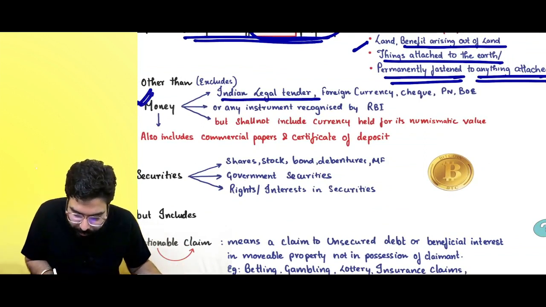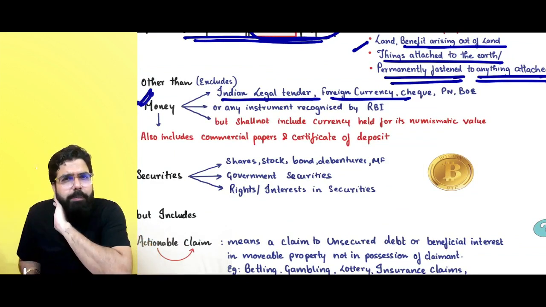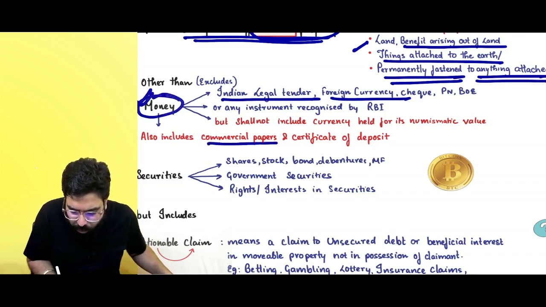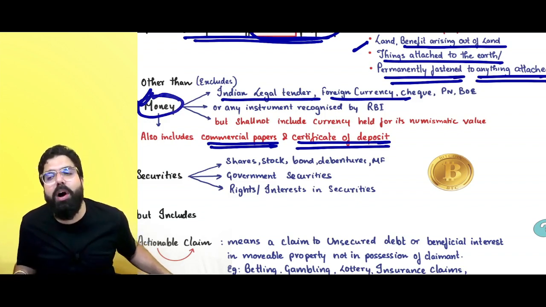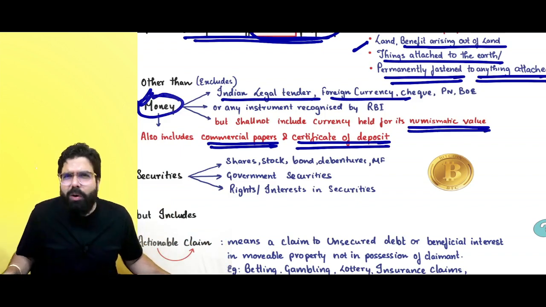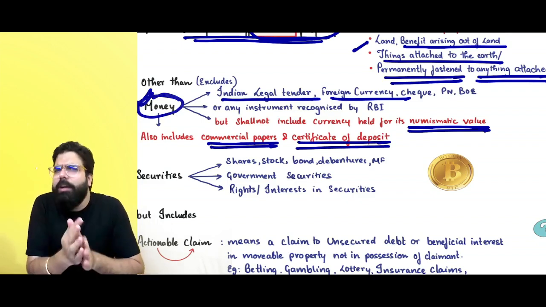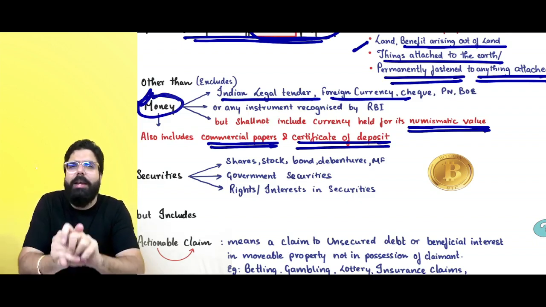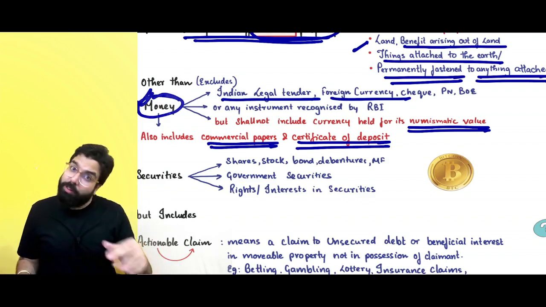Money can be Indian legal tender, foreign currency, check, promissory note; all of this is money, and money is never goods. Always remember, money includes commercial papers and certificates of deposit also, but money does not include money held for numismatic value. Numismatic value means those old coins. Suppose you have an old coin, say from Akbar's time. That coin is held for numismatic value, and that is not money. And if it is not money, it is goods. Whenever such old coins are sold, GST can apply.